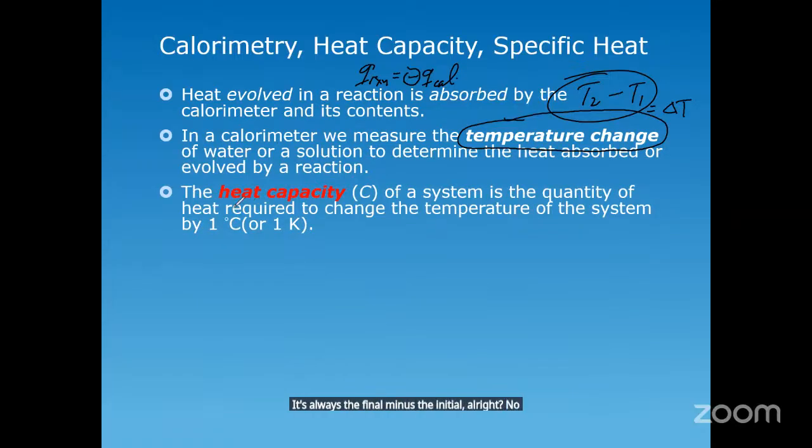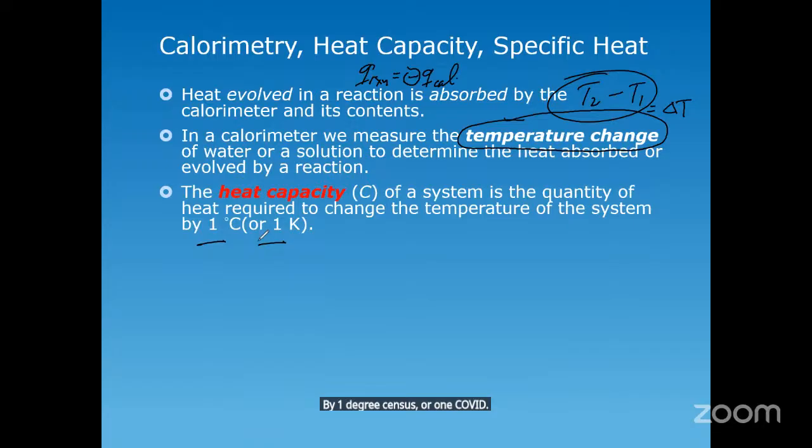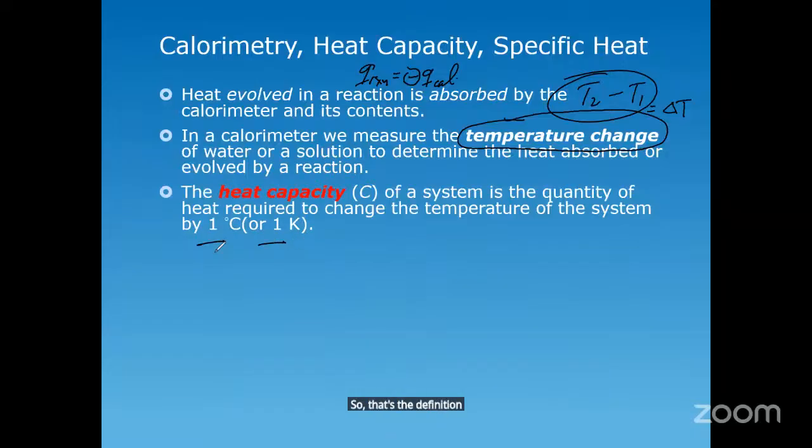Now, here's a term that I need to introduce to you. It's called the heat capacity. It is the amount of heat required to change the temperature of the system by 1 degree Celsius or 1 Kelvin. And let me just say that it doesn't matter if the change is expressed in degrees Celsius or Kelvin, the result will still be the same. So that's the definition of the heat capacity. And we can represent the relationship between the heat capacity and the change in temperature according to this equation I'm about to show you.